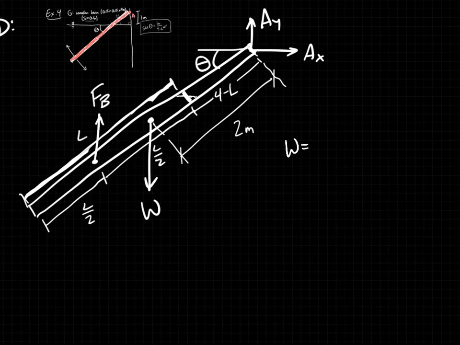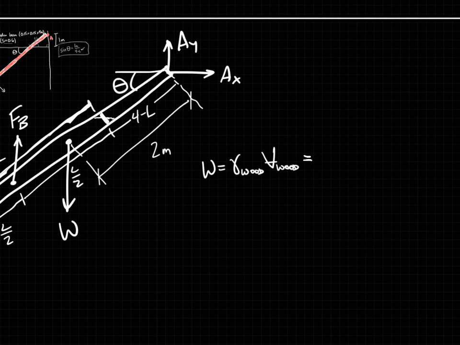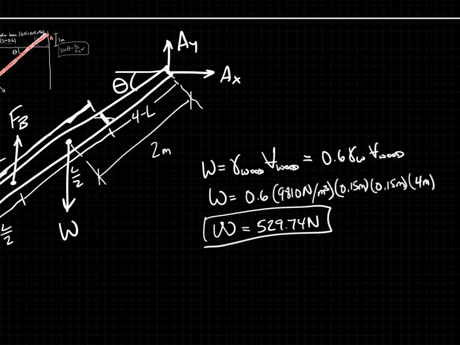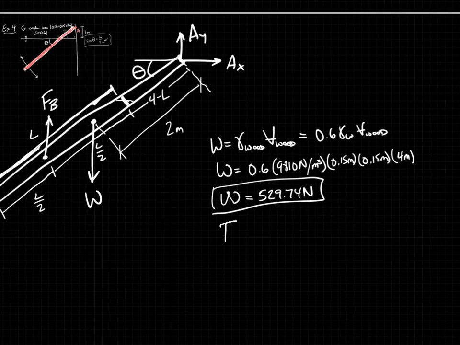The weight of the object has nothing to do with the fluid. It is the gamma of the wood times the volume of the wood. The gamma of the wood is 0.6 times the gamma of water, times the volume of the wood. So the weight is 529.74 newtons.